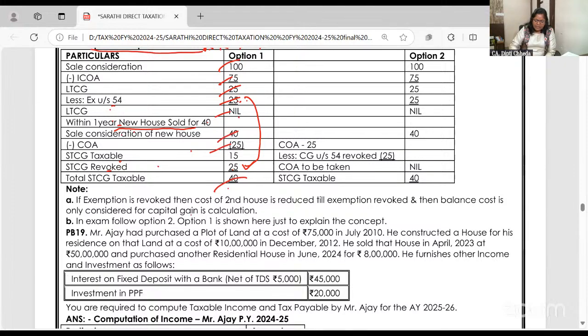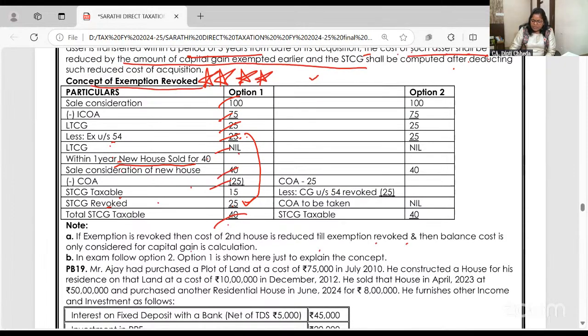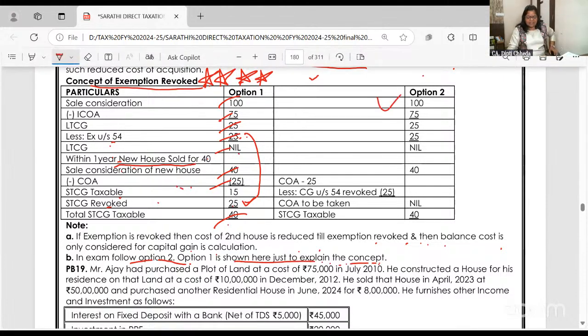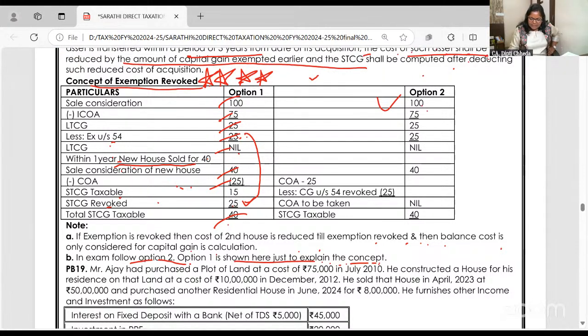If exemption is revoked, then cost of second house is reduced by the exemption revoked, then balance cost is only considered. In exam, option 2 is how to do it; option 1 is given just to explain the concept. In exam you have to work it like this. Look, this is all same. Sale consideration, index cost, long-term capital gain, exemption, all same. Now you have sold the house at 40, the cost of which was 25. Cost is to be reduced by the exemption. Whatever you got as exemption, it is revoked, so that is gone. So now reduce it from the cost.